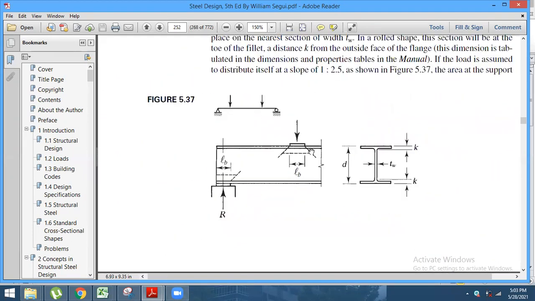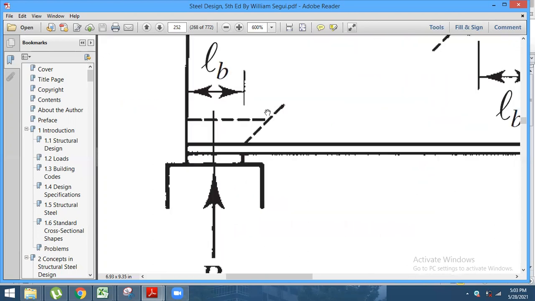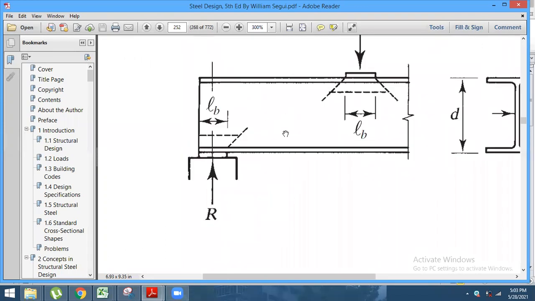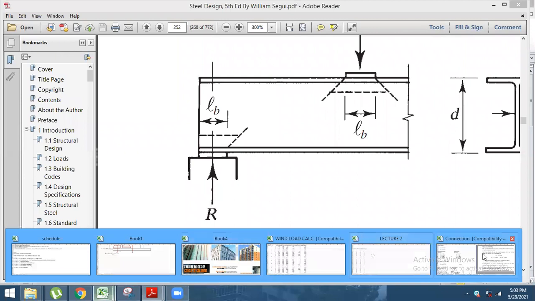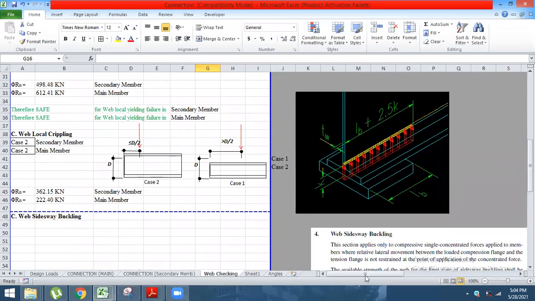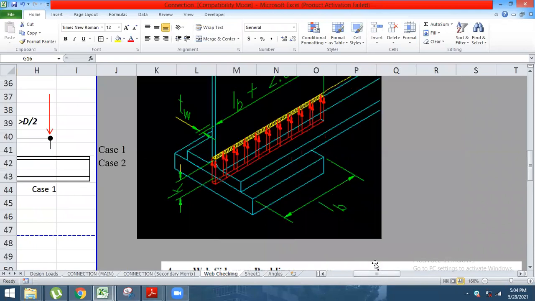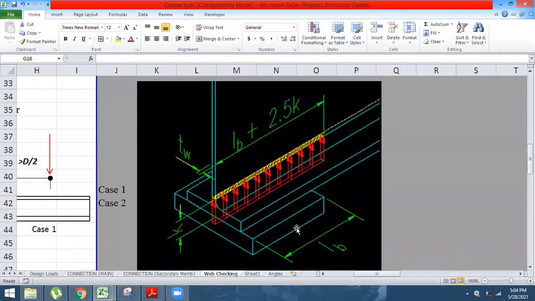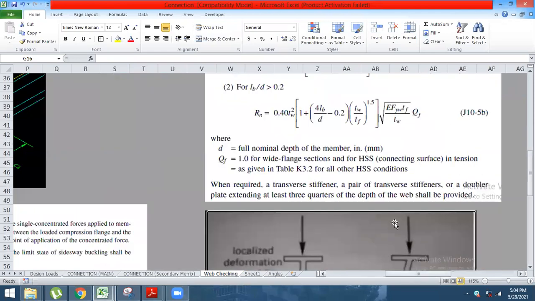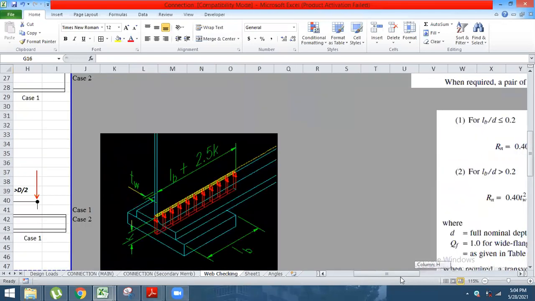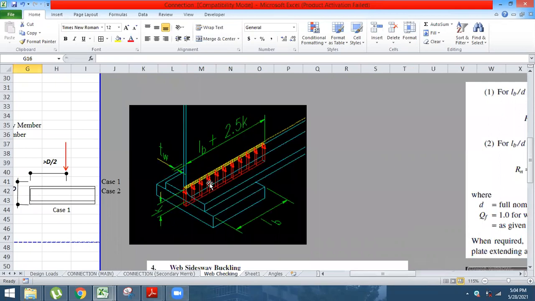Okay? So dito, LB plus 2.5 kalahati lang. Multiply natin siya sa thickness ng web. Yung web yielding natin is ito. Yan. So at the support, that is the thickness of the web nung nakapatong na beam multiplied by the LB, length ng bearing, plus 2.5 K. So yan yung subject sa web yielding natin. Okay? So, ayan. Mamaya yung web crippling naman. So that is the area subject for web yielding.